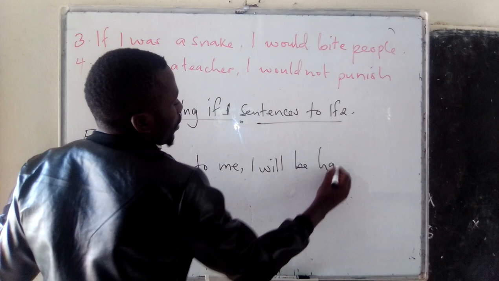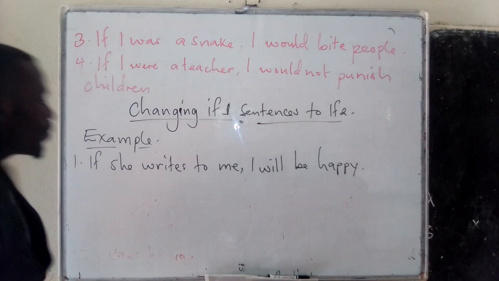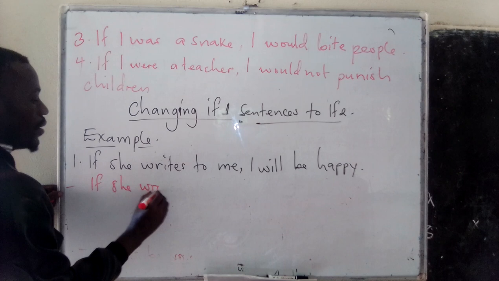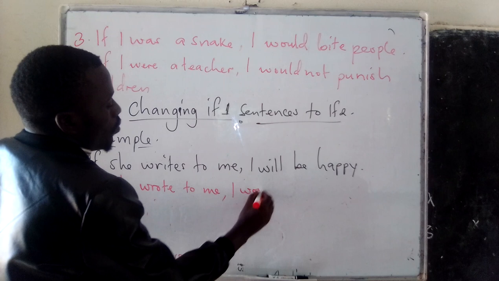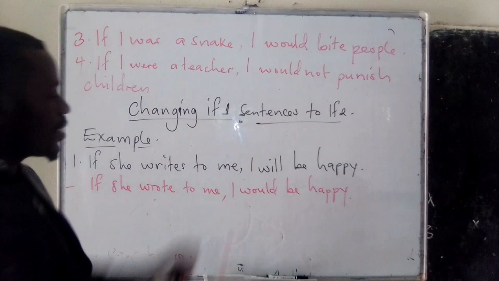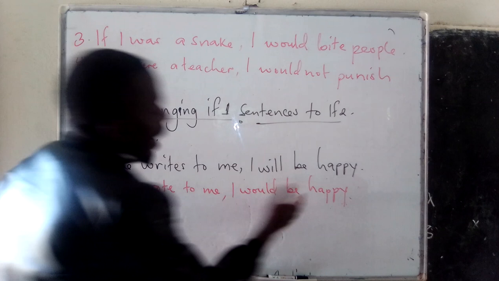Now, how do we make this one? We make this impossible. We assume that this cannot happen and it can never happen. So we shall say, if she wrote to me, I would be happy. Are you seeing? So the present simple tense changes to past, and will changes to would. So that means this person never wrote to me, and I did not become happy. Therefore, I am just imagining or assuming that if she wrote to me, I would be happy.